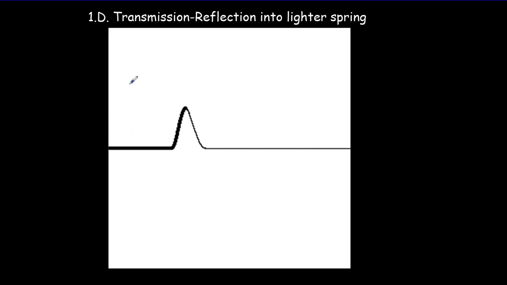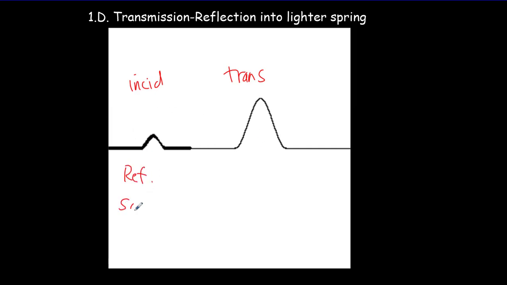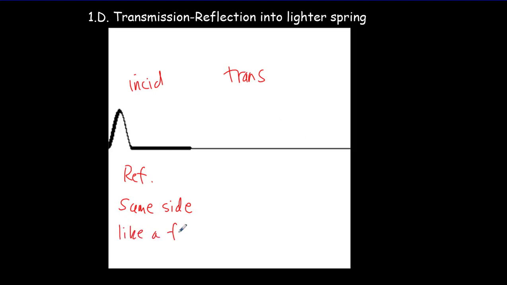So let's consider what happens when we have an incident pulse in a heavy spring and it's going into a lighter spring this time. So here's our transmitted pulse, and you'll notice here the reflected pulse is actually coming back on the same side. So there's no inversion this time, and so this lighter spring is kind of like a free barrier, which kind of makes sense because the heavier spring is going to kind of do what it wants with the lighter spring. So the lighter spring is like a free barrier.